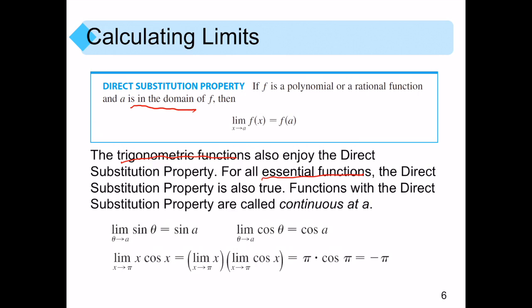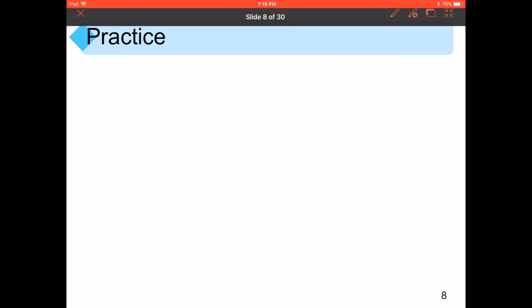And look at it here. The sine function's limit is the sine function's value. The cosine function's limit is the cosine's value. And we use that to calculate the limit of the product x times cosine x when x approaches pi. Then it's just a product, so the limit equals the function's value at that point. We have actually equals -pi.